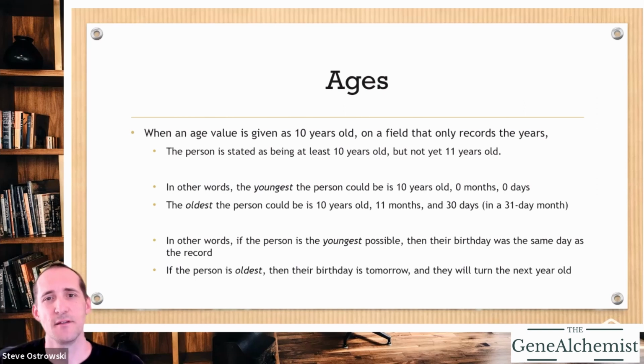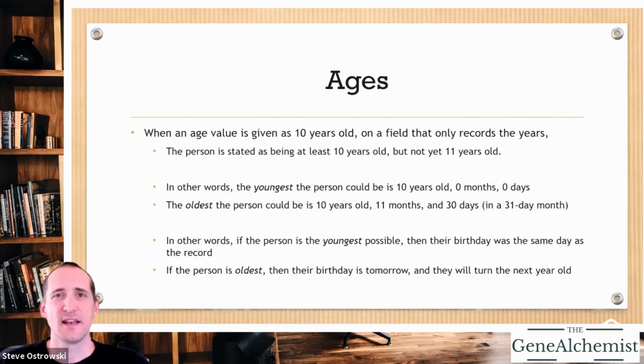And that's the key thought here. In other words, the youngest that person could be is 10 years old, 0 months, 0 days. I just turned 10 today, so I'm going to say I'm 10. The oldest that the person could be is 10 years old, 11 months, and 30 days, a 31-day month. In other words, tomorrow I turn 11, and that's the oldest I could be if I'm giving my age as 10 years old.